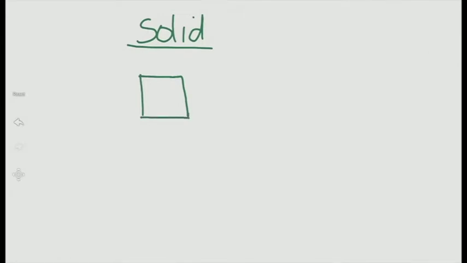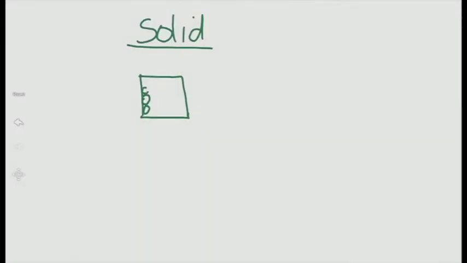Now, let's look at the particles of solid. How do the particles of a solid substance or a solid object look like? If I can have a drawing here, where it is a square, the particles of solid are closely packed together. There is just no space between them. They are packed together. That is the particles of solid.